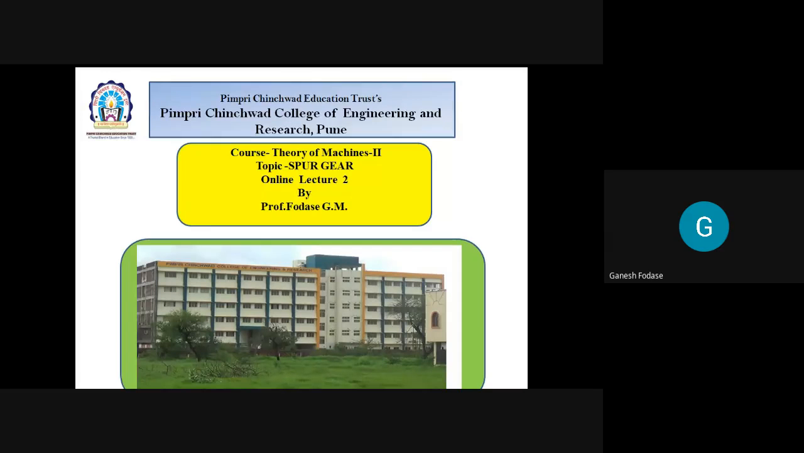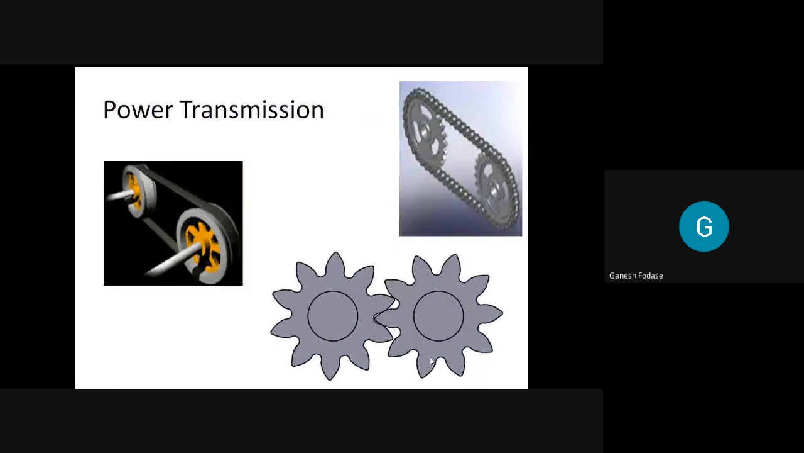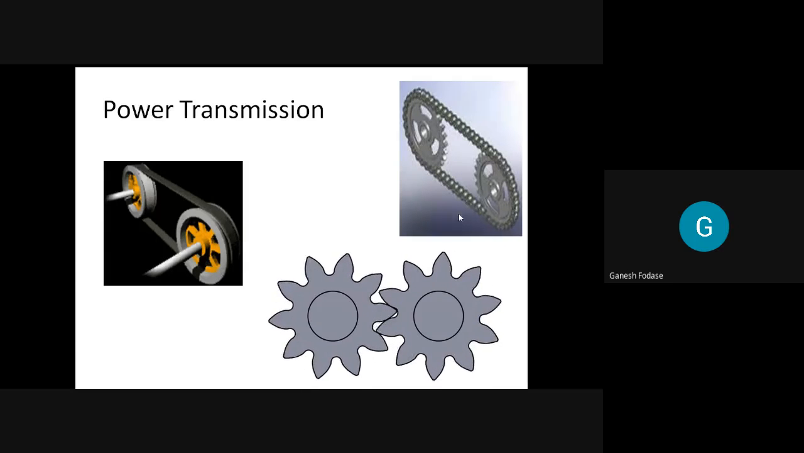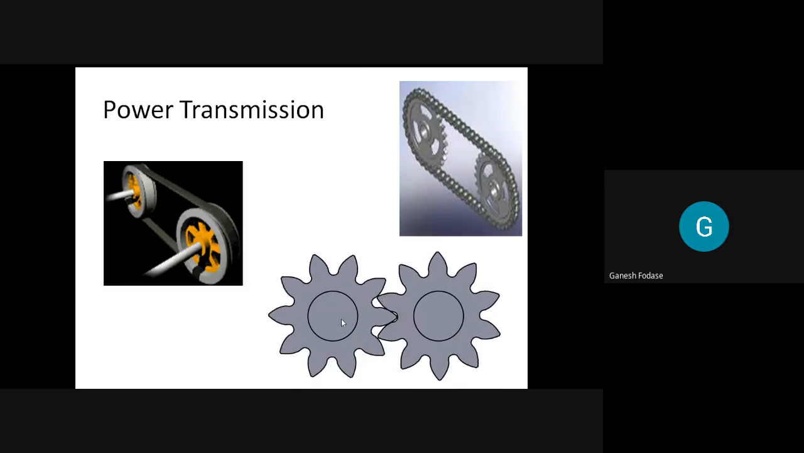So we start a revision of unit number 2, unit number 1, that is spur gear. Before spur gear, we discussed how to transmit power between two shafts or between two axes. There are different options like a belt drive, a chain drive, and one more is a gear drive. The question is when gear drive is used, there are different criteria.